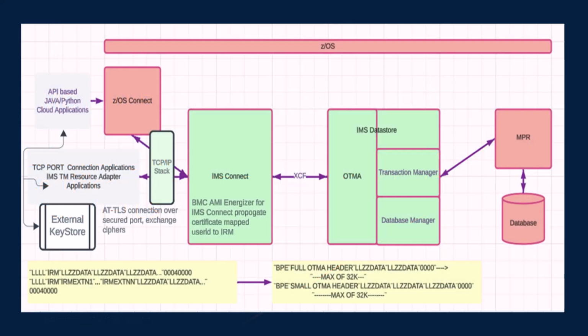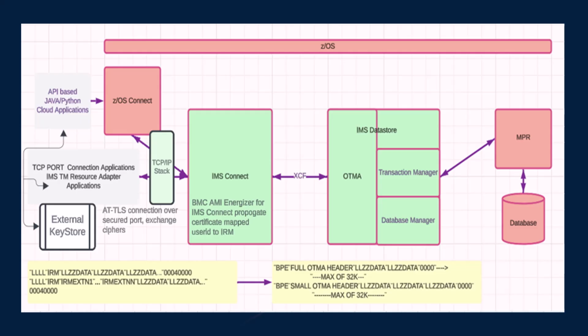In this image, you can see the sample IMS system components involved in enabling AT-TLS. When user ID propagation is enabled, IMS Connect bypasses RACF or SAF calls for transactions that have successfully passed AT-TLS message encryption and decryption authentication, reducing CPU usage and easing the security manager's workload.